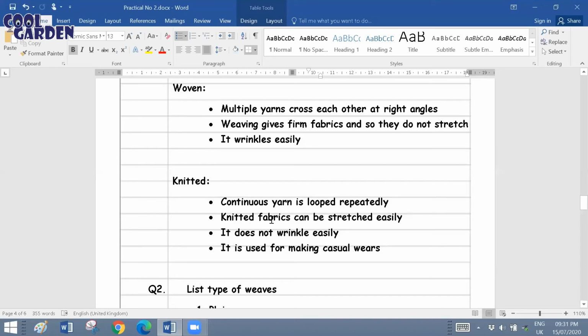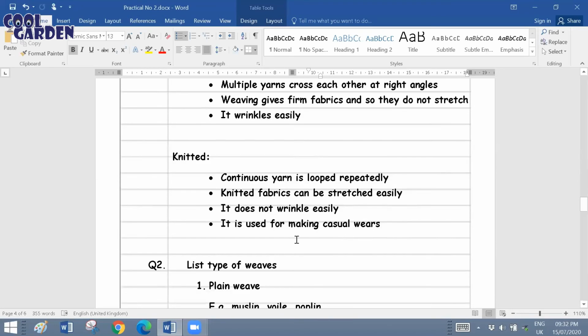And such type of fabrics can be stretched easily, but then it will not wrinkle, and knitted fabrics are usually seen for casual wears. Okay, so continuous yarn is looped repeatedly. Knitted fabrics can be stretched easily. It does not wrinkle easily. It is used for making casual wear. So this is what you're supposed to write for knitted.